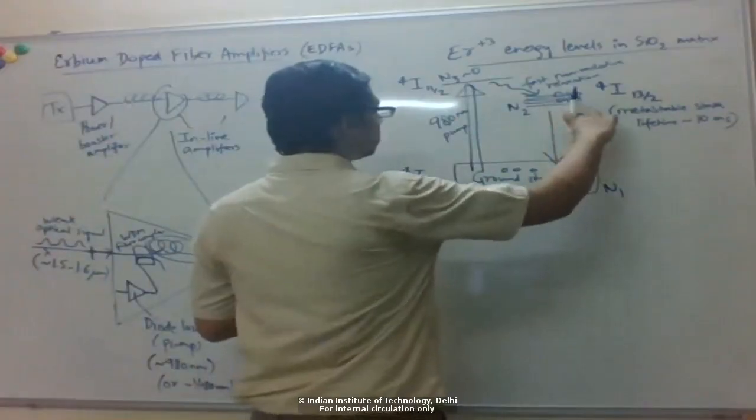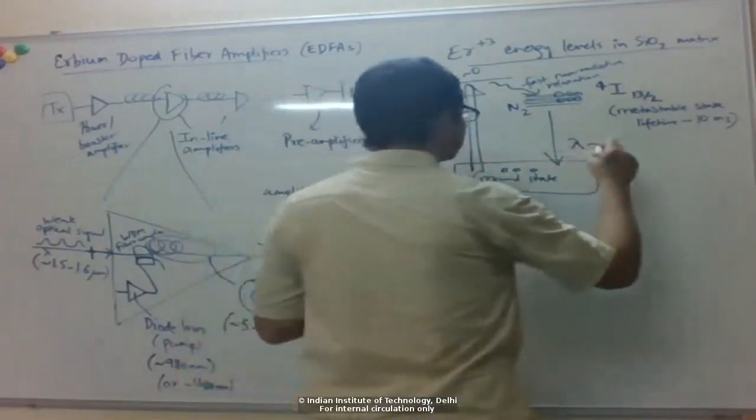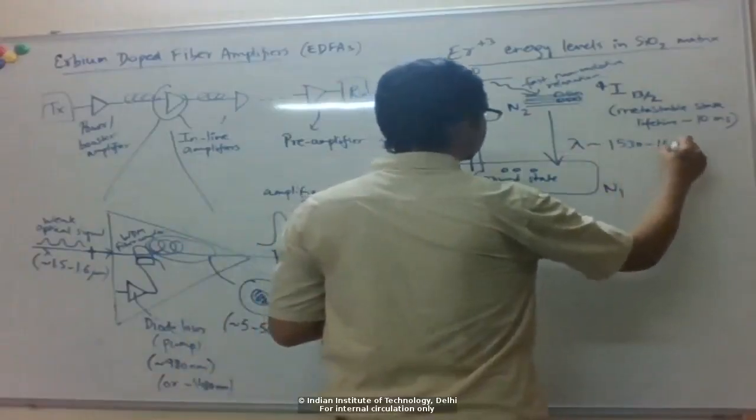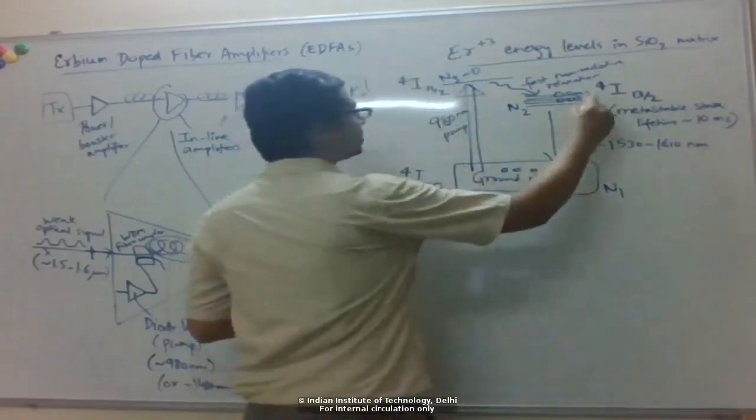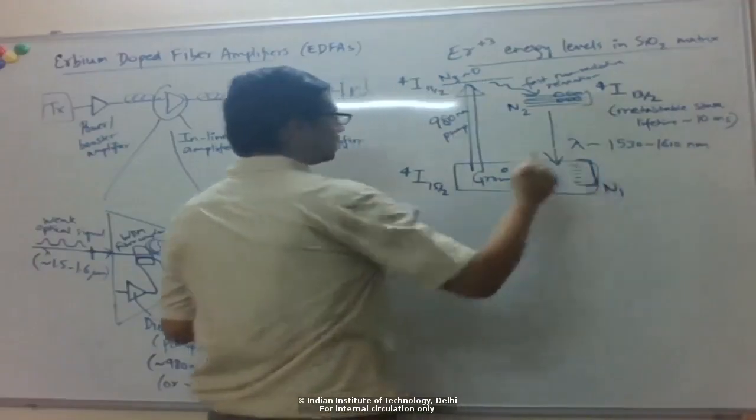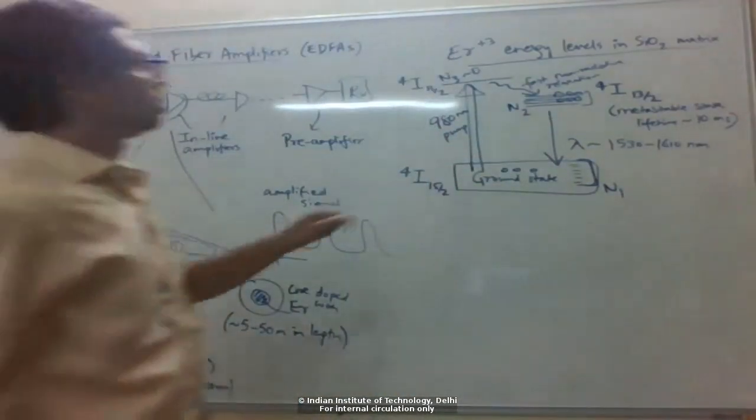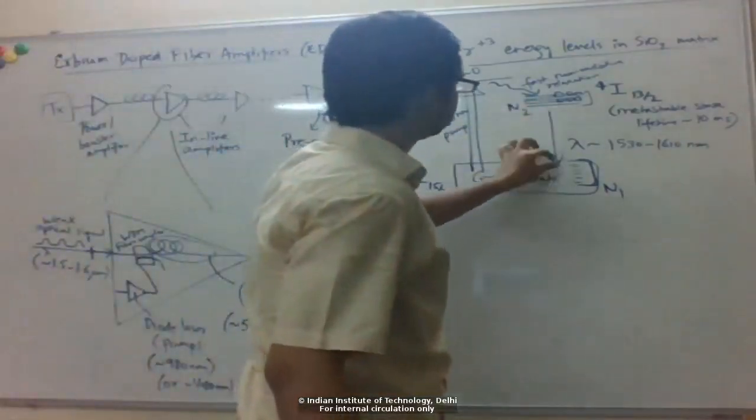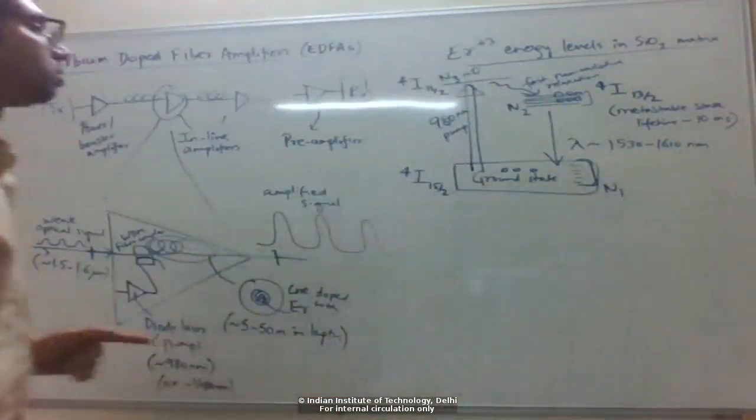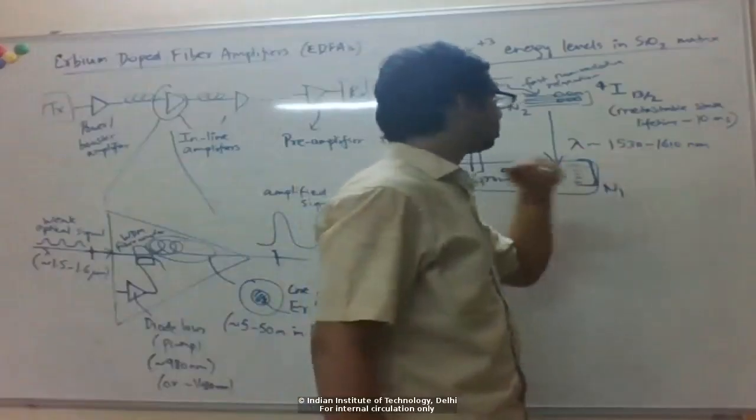And if you look at the wavelength corresponding to this energy difference, it could lie anywhere between, let's say, 1530 to 1610, right? Because this level is broad and the ground state is also broad. It consists of many vibration levels within itself. So depending exactly on where it comes from and where it relaxes, the width of these bands gives that wavelength range. Okay, so you can amplify wavelengths in this range.